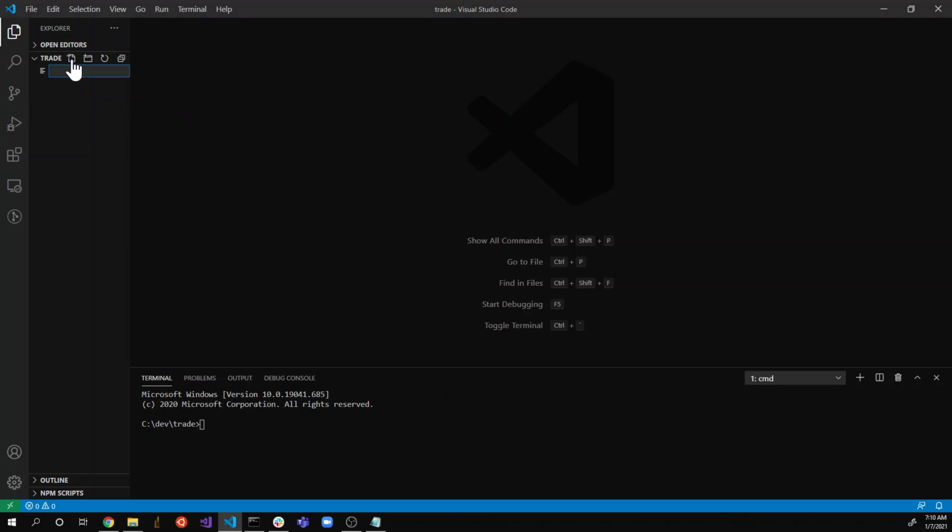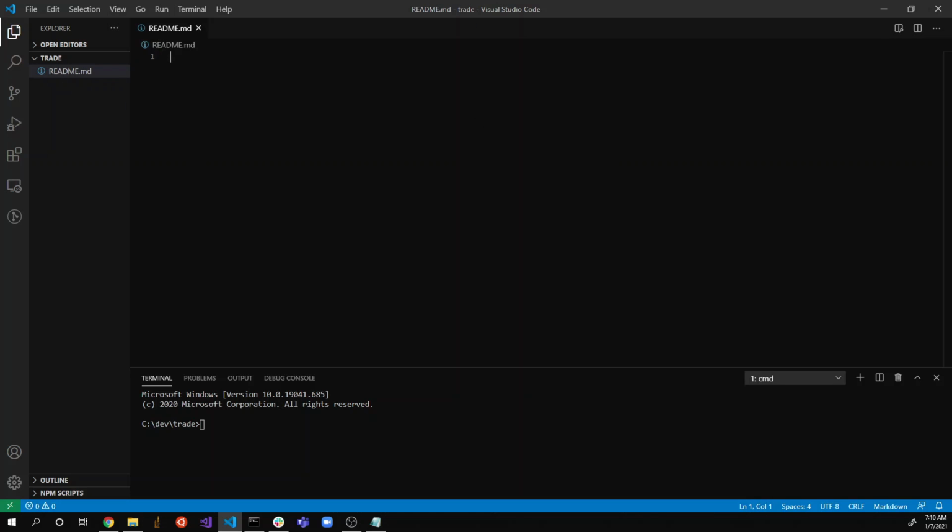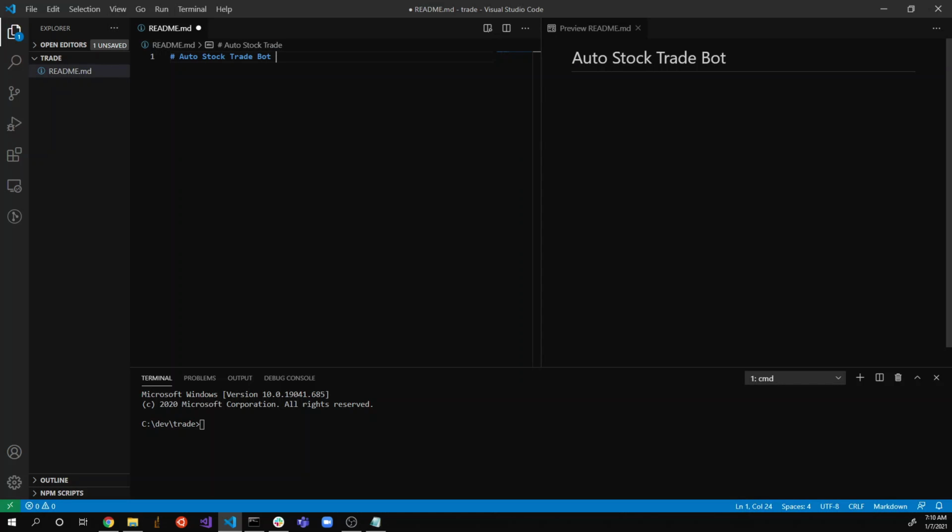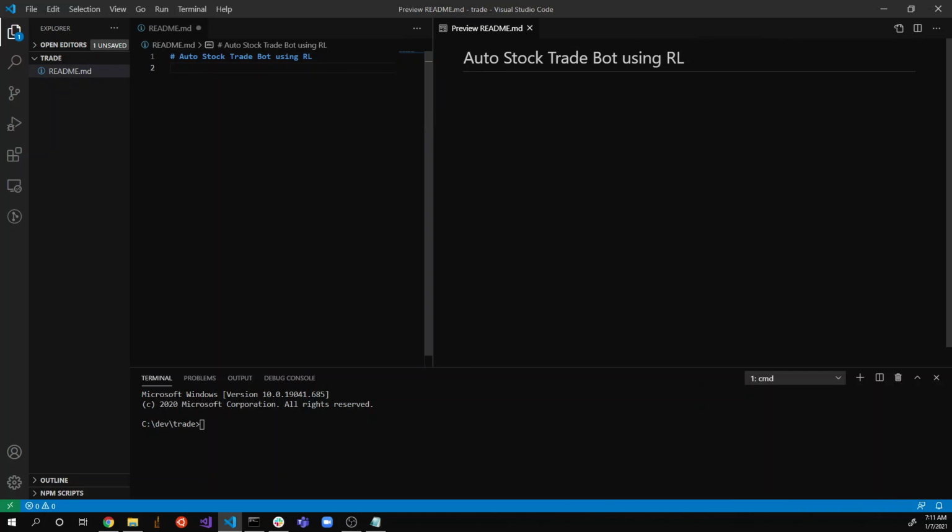So, just to outline what we're going to cover, let me create a README file here, and Visual Studio has this nice extension to preview Markdown language. If you don't know what Markdown is, it's sort of like a script that allows you to write text that looks better than simple plain text. So here's the title, auto stock trade bot using RL, maybe. Okay, and then as you can see on the right, it displays a beautified, formatted text.